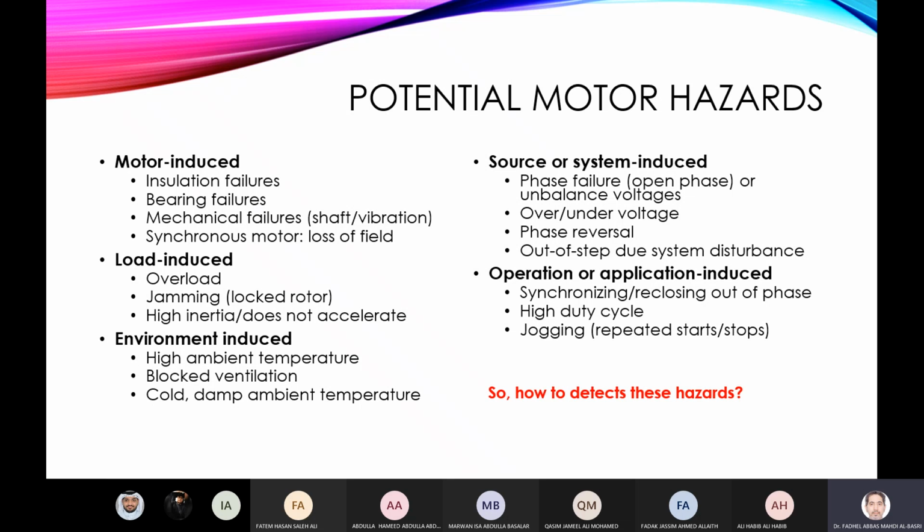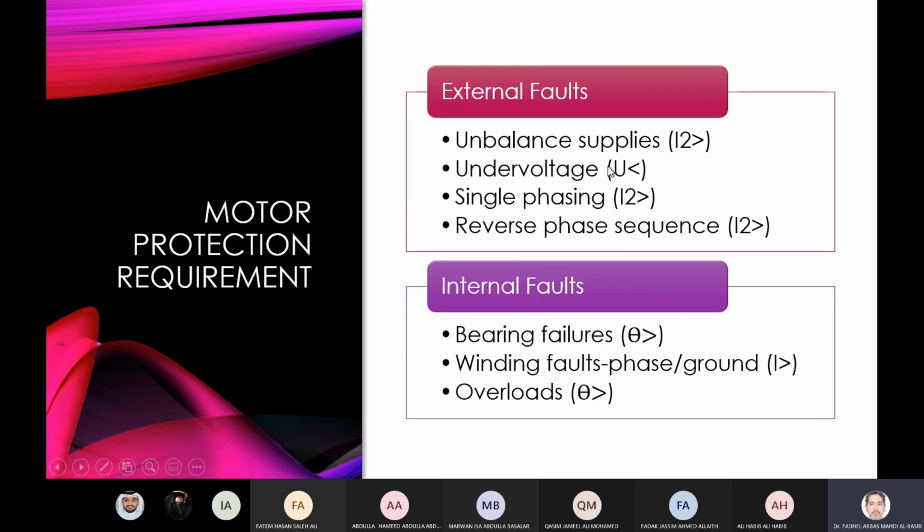So how do we now detect those hazards? We need different types of protection principles. These hazards can also be external, due to external faults, like unbalance in the supply. We could use a negative sequence current to detect this. Undervoltage: I'll use undervoltage elements if we have undervoltage or overvoltage in the supply. Single phasing: if I lose one phase, I can use negative sequence current to detect that one of the phases is lost.